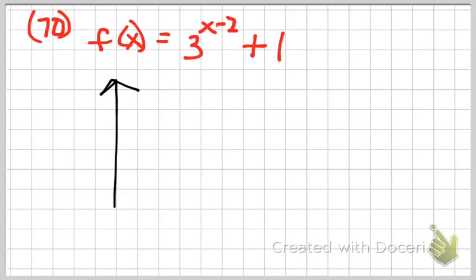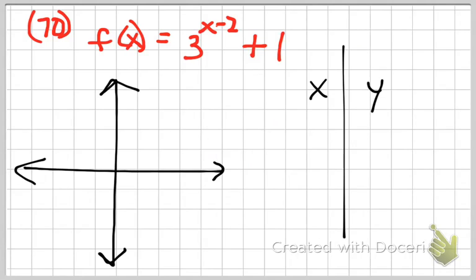Again, you can use your calculator. You have f of x equals 3 to the x minus 2 power, and then plus 1. So, again, I'm going to make a table of values, and I like to use those same 3 values because they're easy numbers to plug in.